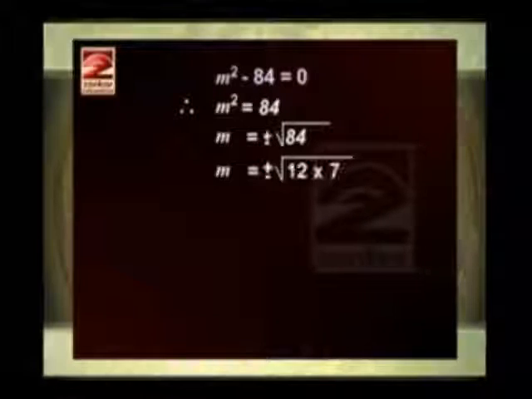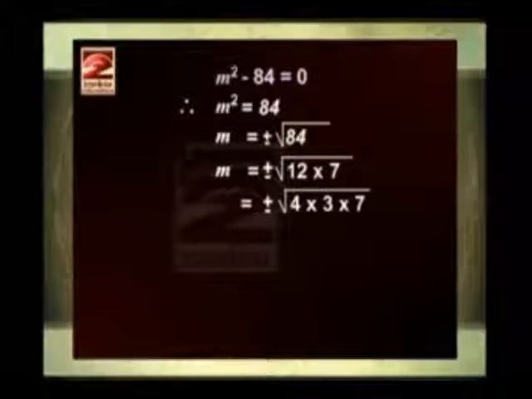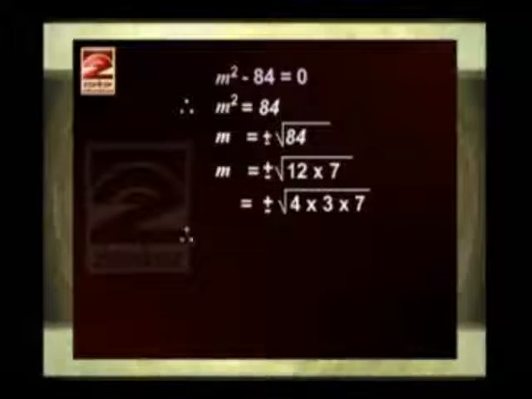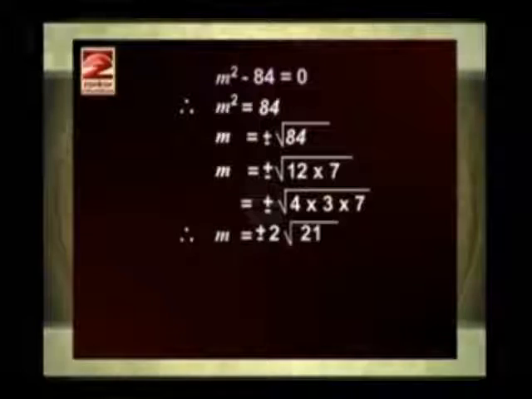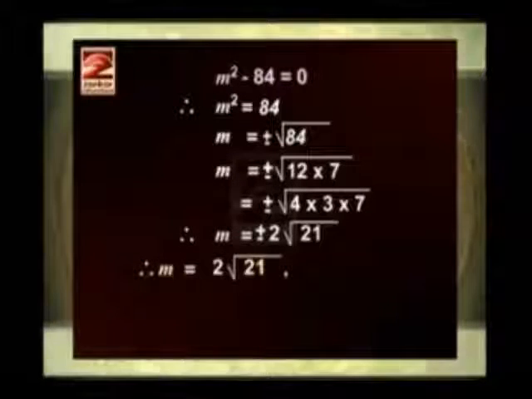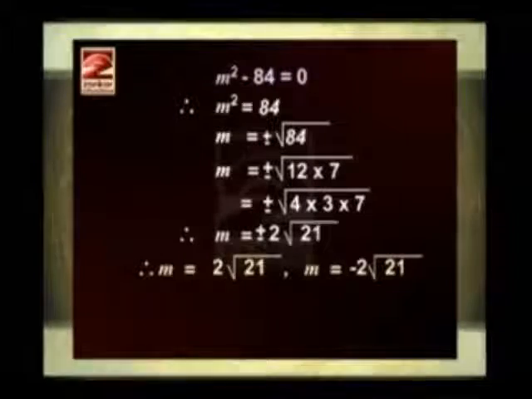Now the next one, m square minus 84 is equal to 0. Therefore, m square is equal to 84. By taking the square root of both the sides, m is equal to plus or minus under root 84. So m is equal to plus or minus under root 12 into 7, that is equal to plus or minus under root 4 into 3 into 7. Therefore, m is equal to plus or minus 2 under root 21. And therefore, m is equal to 2 root 21 or m is equal to minus 2 root 21.